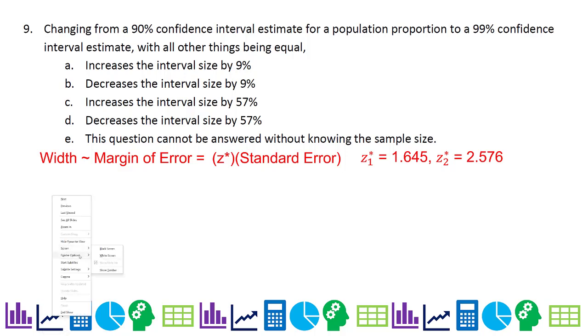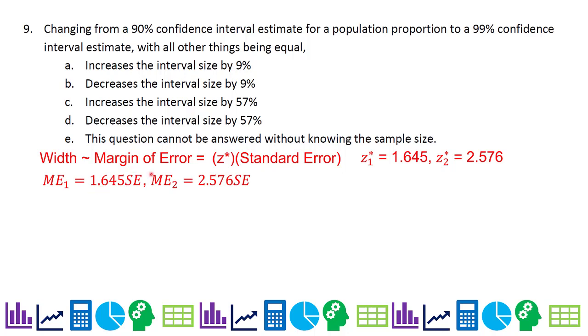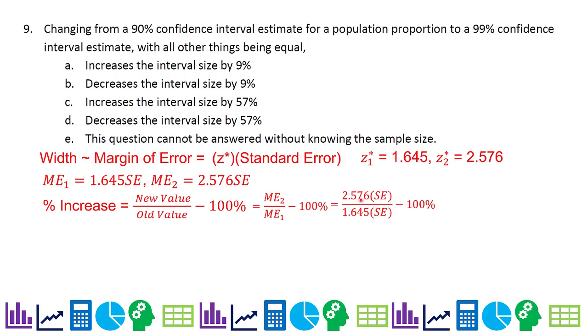Now, if you're trying to figure out percent increase or decrease, we're going to calculate our new margins of error, so to speak, but I'm just going to have standard error right there. I'm trying to figure out how much bigger this is than that, and we're doing percent increase. The way you do that is you do your new value over your old value, change it to a percent and subtract 100%. So that means margin of error 2 over margin of error 1, and then I put in the 2.576 standard error over 1.645 standard error, and remember, all other things are equal. These are the same standard errors.